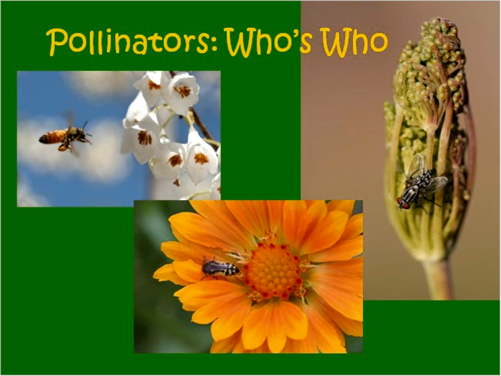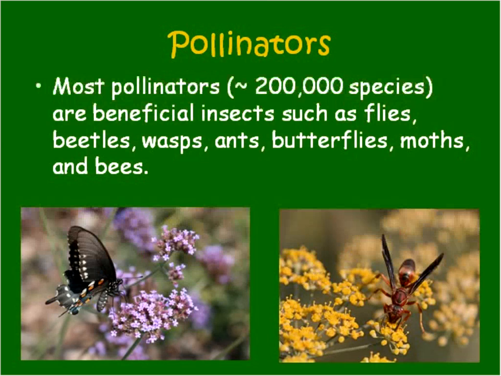So we're just going to do a quick run through of a photo gallery of some of the primary pollinators out there. These are all photos that are taken right here, so these are North Carolina pollinator examples. There's over 200,000 species. Most would be considered to be beneficial insects. Lots of different orders represented, from flies and beetles, butterflies, bees, wasps, and ants.